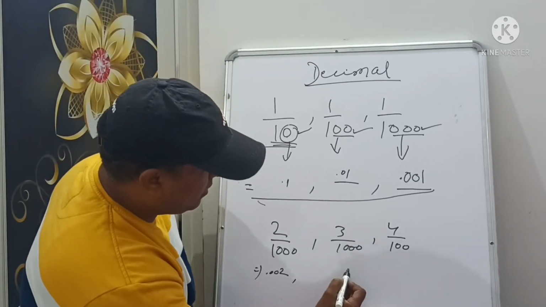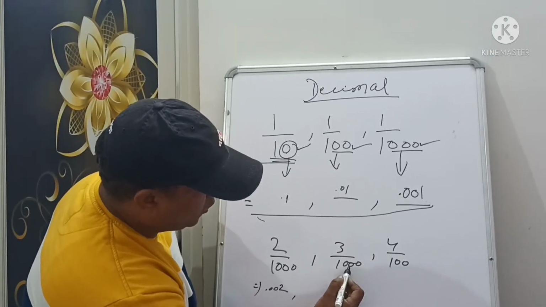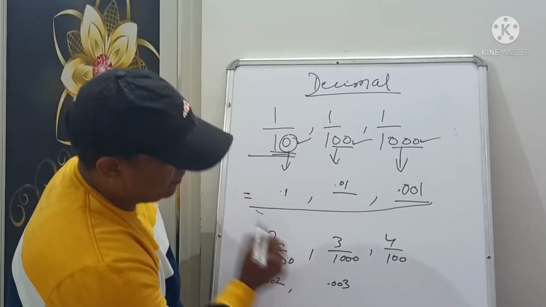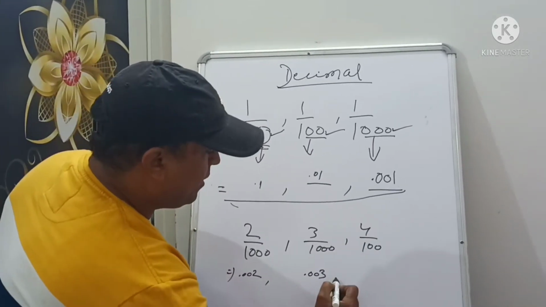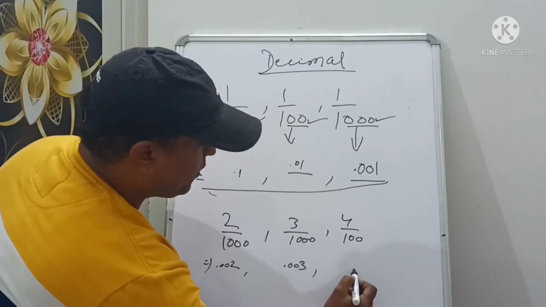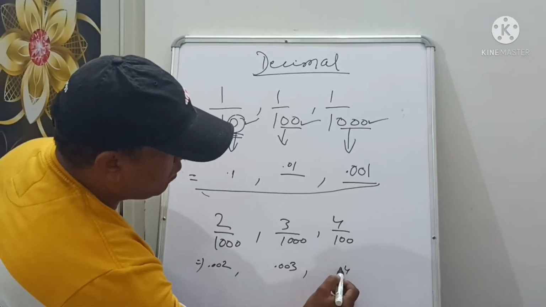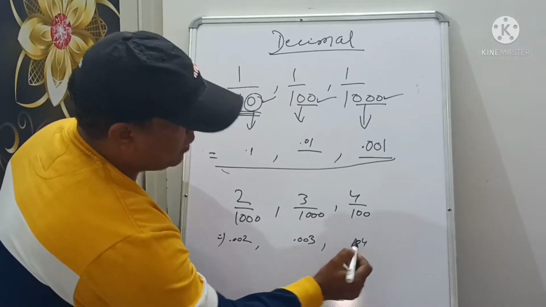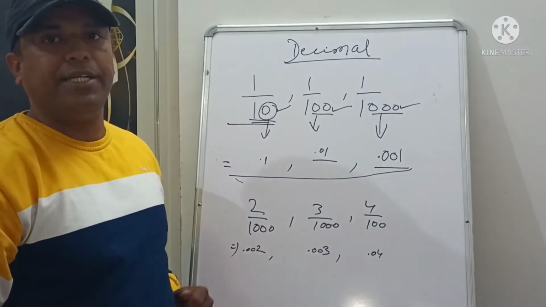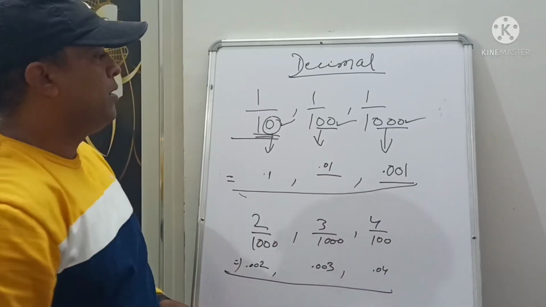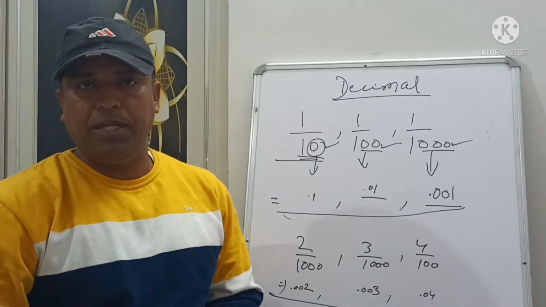In the same manner, 3. 1, 2, 3. Dot. Then here also beta 4 you can write. Then 1, 2. In this manner you can convert into decimal, right? So now this is converting into decimal.